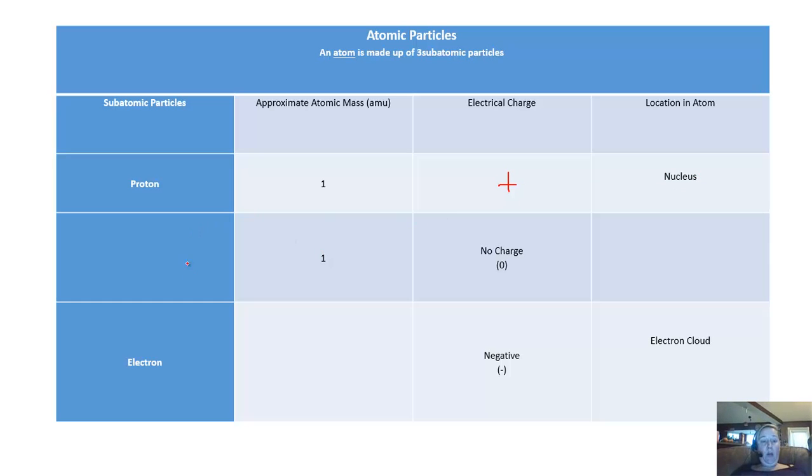Well, here we have a subatomic particle that has a mass of 1. It doesn't have a charge, so we know right away that that is the neutron, because the neutron does not have a charge. And where is it located? It hangs out with the proton in the nucleus.